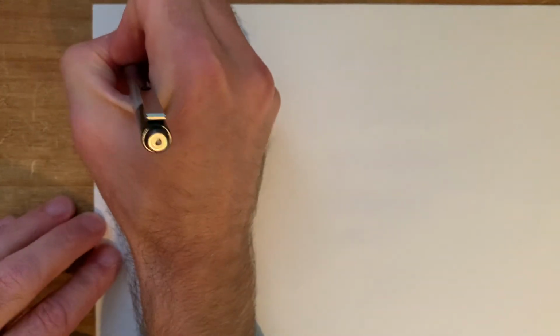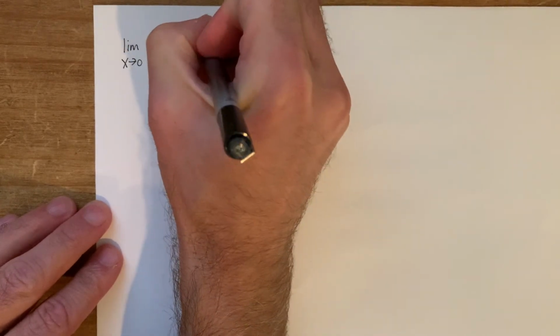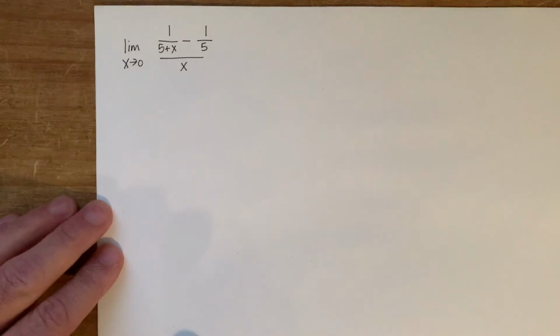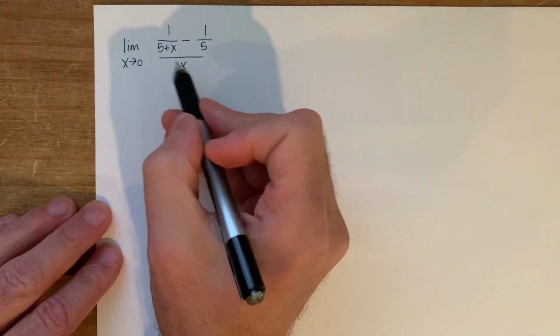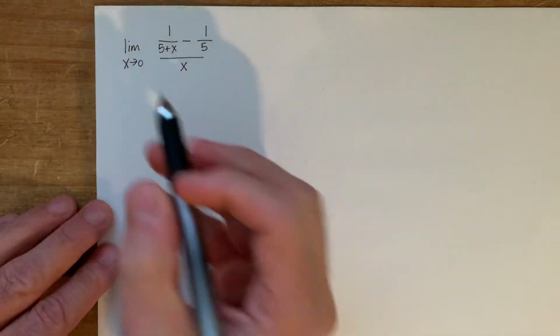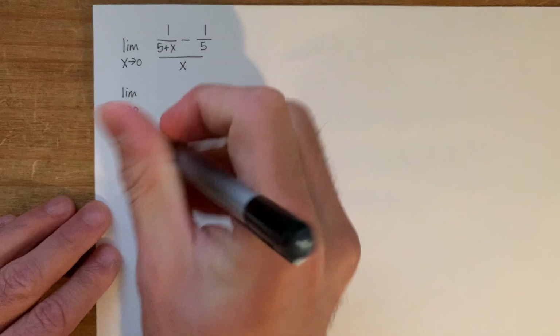Okay, another problem to take a look at. Let's say we have the limit as x goes to 0 of 1 over 5 plus x minus 1/5, all over x. Trying to get rid of the x, if we put 0 in here, that would be bad. I always like to approach these problems as what could I do? I'm going to try something. And I see some subtraction that I could potentially do in the numerator. So let's try and combine this into one single term and see what we can do.